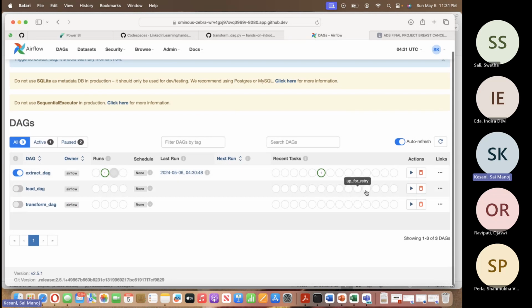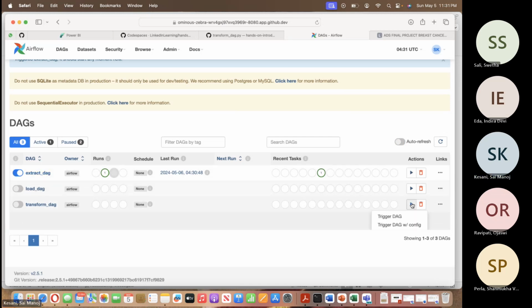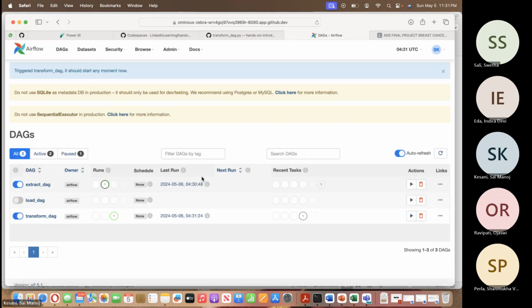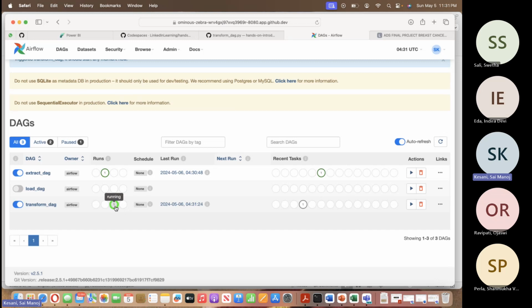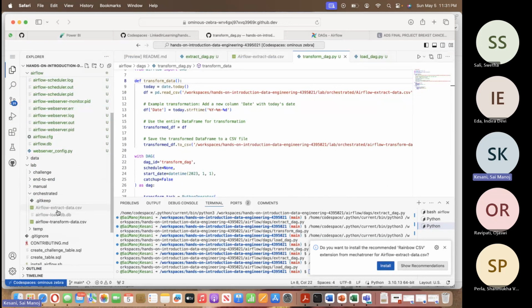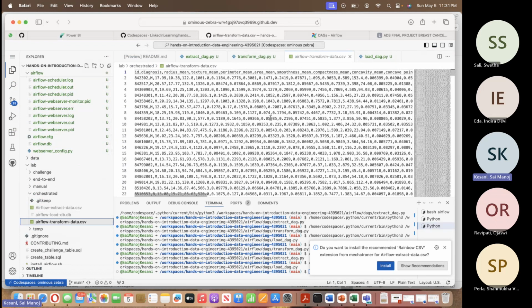Let's run the transform DAG. The input of the transform DAG is nothing but the extract output table. The transform DAG is running and it goes to success. We can see the transform DAG output table over here. This is how we have created our ETL process, the ETL phase DAGs. Now I would like to ask my friend Indu to continue.